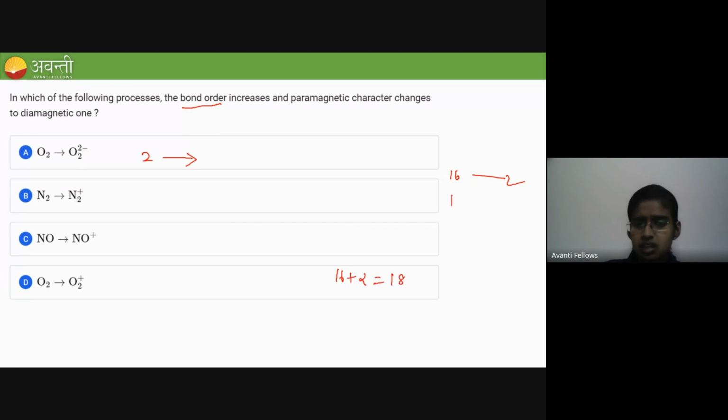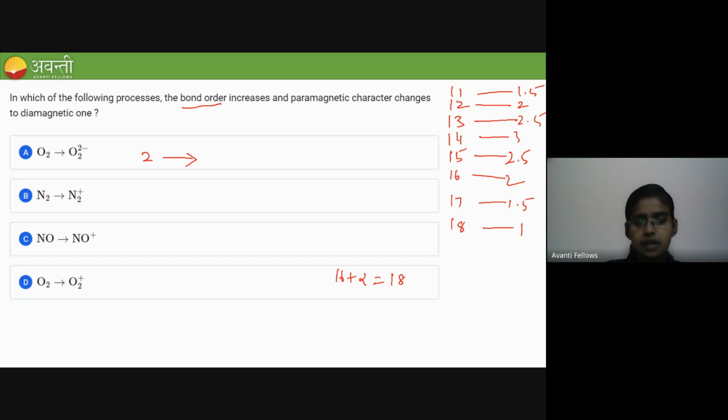If it is 18, let me write the trick first. 16, 17, 18 here, and here 15, 14, 13, 12, 11 and 10. For 17 it will be 1.5, and for 18 it is 1. For 15 it is 2.5, 14 means 3, 13 is 2.5, for 12 it is 2, for 11 it is 1.5. Now O2 2 minus has 18 electrons, so the bond order is 1. Here the bond order decreases from 2 to 1, so it cannot be the answer, because we have to find the option in which the bond order increases.